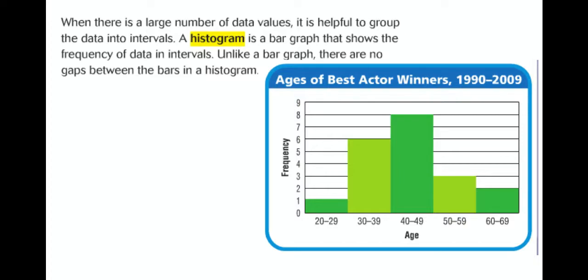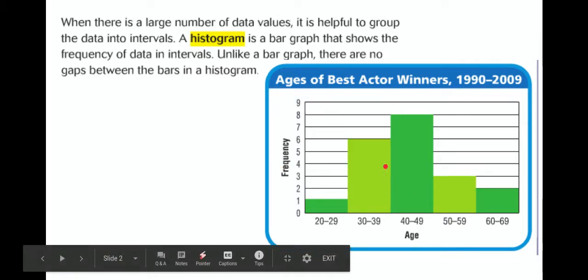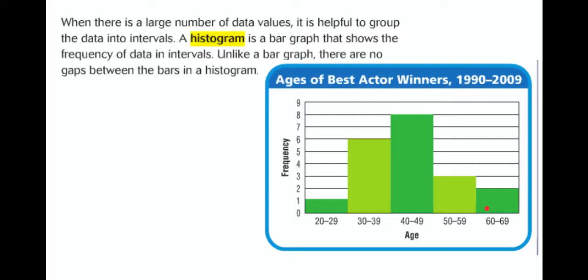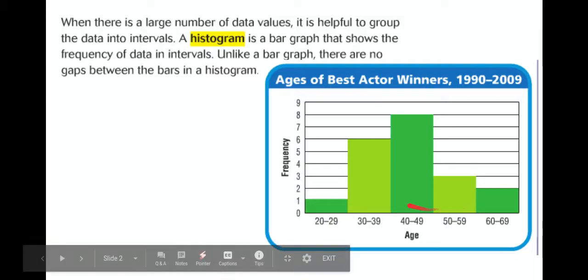Frequency means how often. But unlike a bar graph, there are no gaps between the bars in a histogram. So the bars need to be touching each other. And the other thing is that each bar doesn't represent one singular number, it represents an interval of numbers. So here we're talking about ages of best actors, and these are your age ranges.